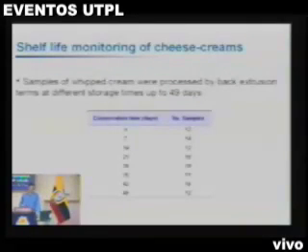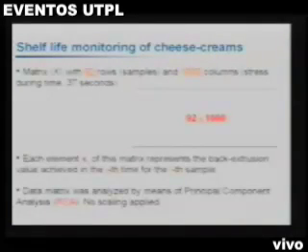So we have collected all these mechanical profiles in a numerical table, okay? That is the starting point for multivariate statistics. We have this huge table of numbers describing the mechanical properties of the samples during time. And we have to analyze, we have to understand what's going on, okay?